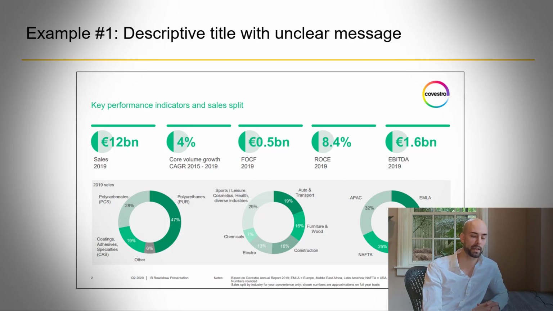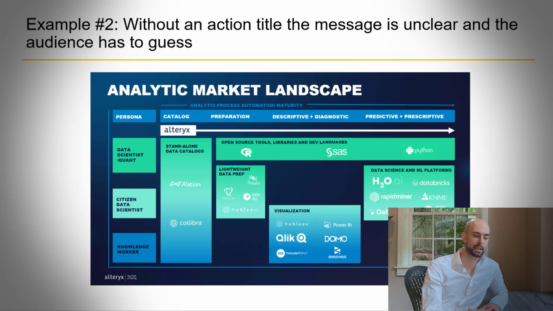Why should I care? Similarly with this slide, analytic market landscape, which looks like it shows the competitive landscape for this company, Alteryx, along a horizontal and then a vertical bucketing, with a lot of different players and categories. And the title just says analytic market landscape. Same situation, it's a descriptive title. It describes what you see on the slide, but it doesn't tell you the so what.